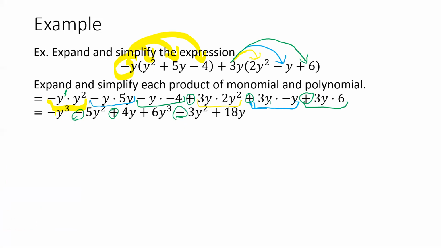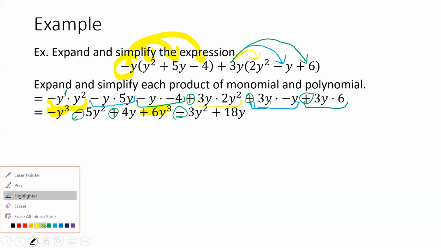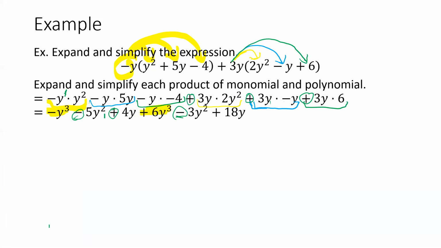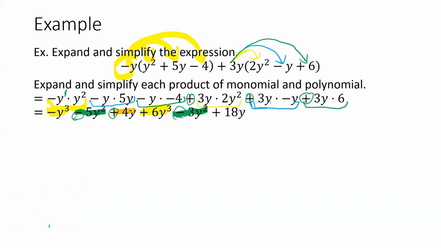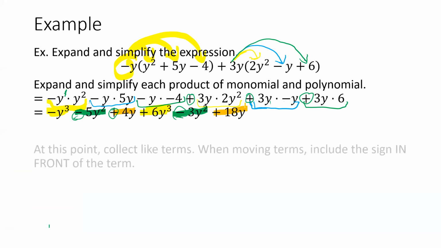So I noticed that negative y cubed and positive 6y cubed are like terms. And notice that I just look at the sign in front to tell whether you add or subtract. Negative 5y squared is going to be the like term with negative 3y squared. And finally, let's get a different color here. I have 4y, which is going to be like terms with 18y. So that means we're going to add up the like terms, or the ones with the same color in this case.